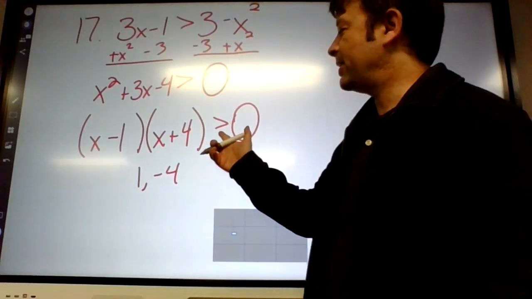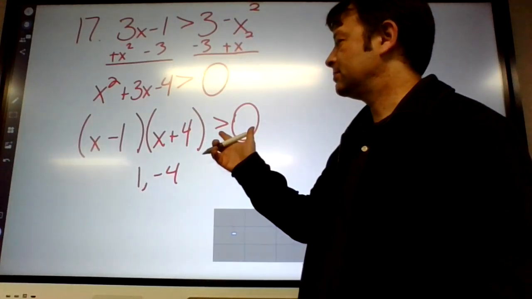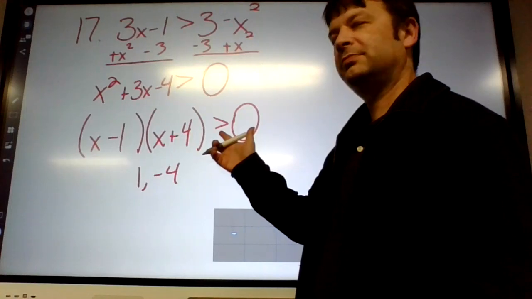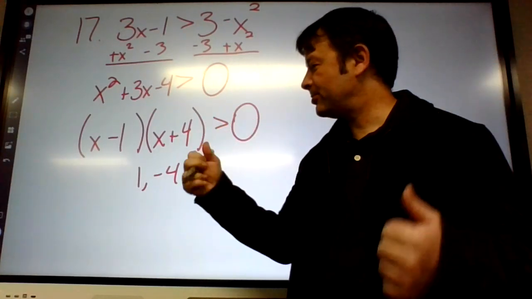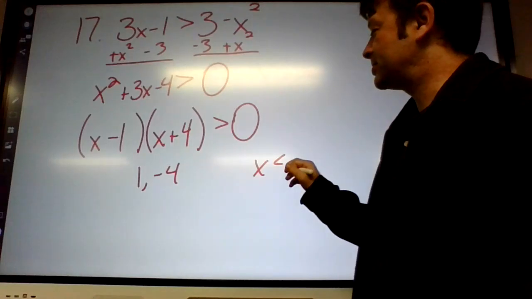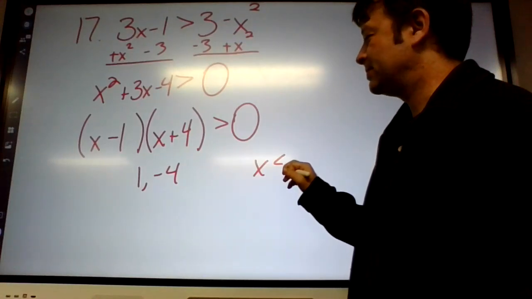Okay, if it's greater than, how does this set up? In between. Or x is less than negative 4. Smaller than the small one, bigger than the big one. Or the x is greater than the small one? Negative 4.